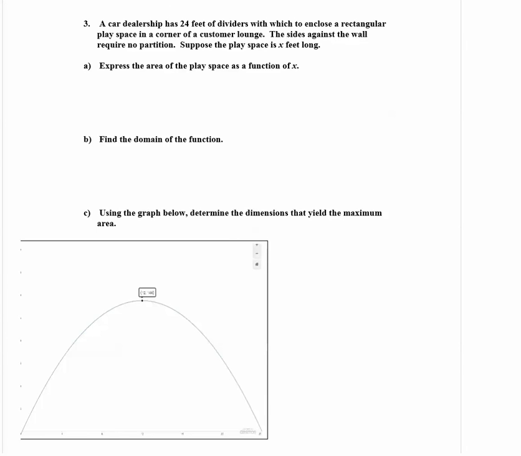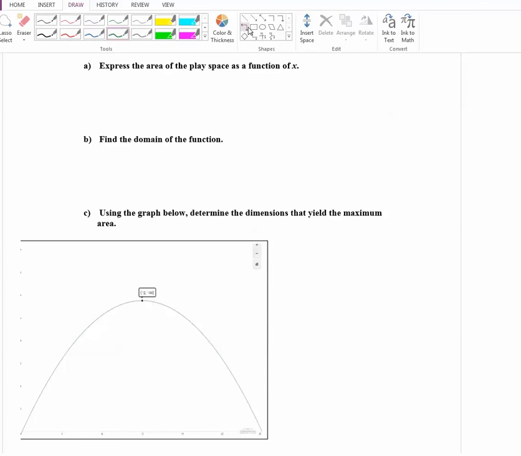A car dealership has 24 feet of dividers with which to enclose a rectangular play space in a corner of a customer lounge. The sides against the wall require no partition. Suppose the play space is X feet long.